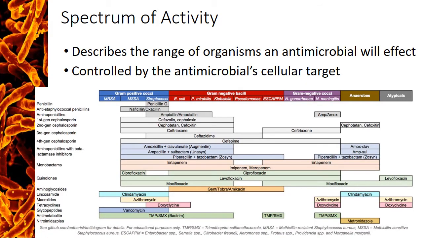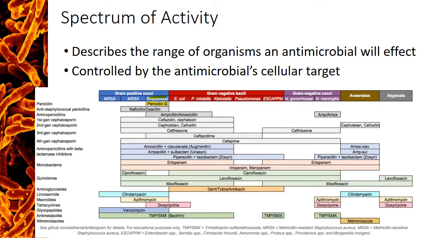The spectrum of activity of an antibiotic describes the types of organisms that that antibiotic is effective against. And it's important to note that some antibiotics are effective against a large number of organisms. Those are called broad spectrum antibiotics, and you'll often hear them abbreviated as broad spec. Or there are some antibiotics that only function against a narrow range of microorganisms. We can see some examples of those here, and you don't need to memorize this table, but it's just a good way to highlight. Things like penicillin G are really only effective against a small number of gram-positive cocci.